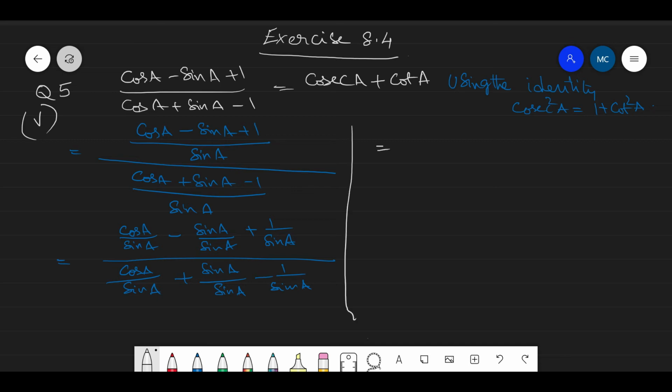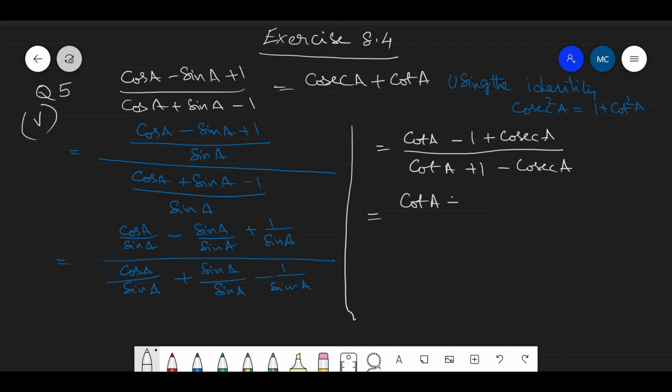Now this will become cos A by sin A is cot A minus sin A by sin A is 1, and 1 by sin A is cosecant A, by the denominator will be cot A plus 1 minus cosecant A. Now what we will do here, we will write this cot A, write cosecant A here, minus 1 by cot A plus 1 minus cosecant A.